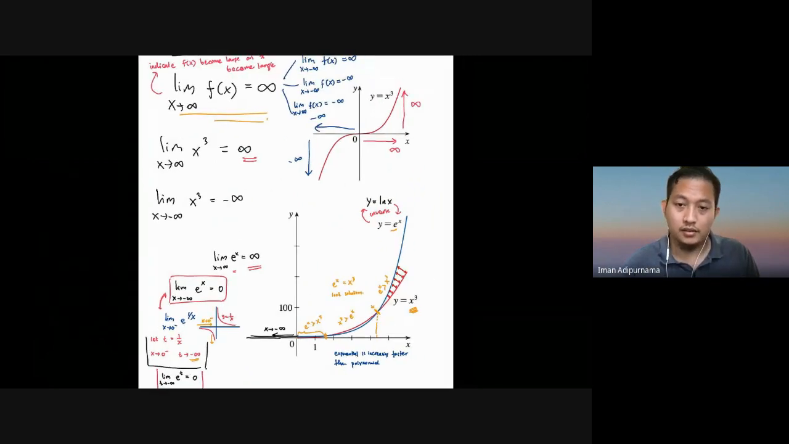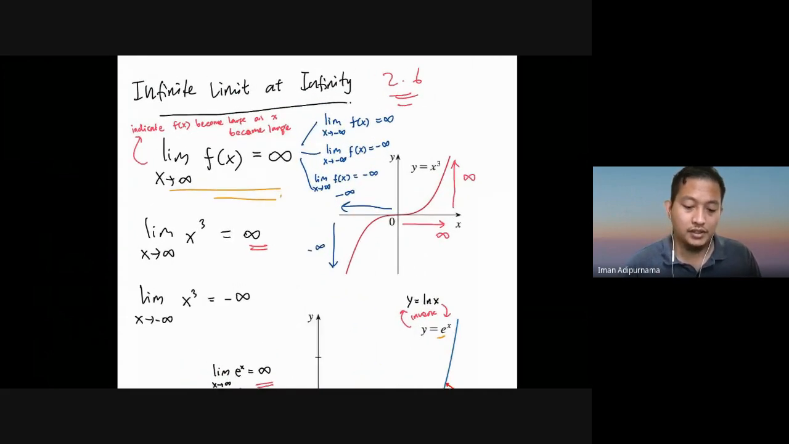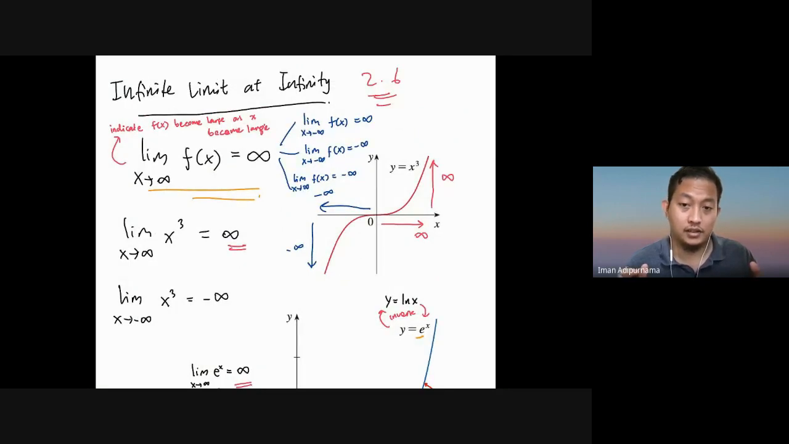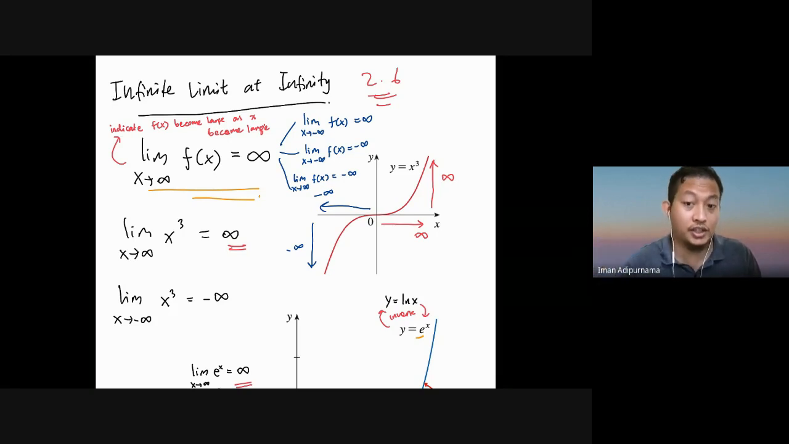Okay. I think that is the concept. So basically, limit at infinity is one concept that might happen in a function, where as x increases as large as possible, you find that the function is also increasing larger and larger, and it will not approach any L.